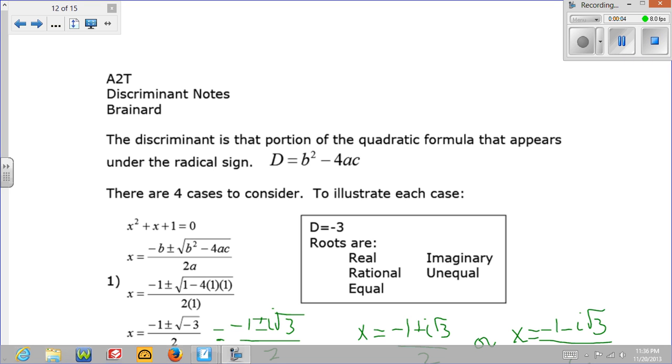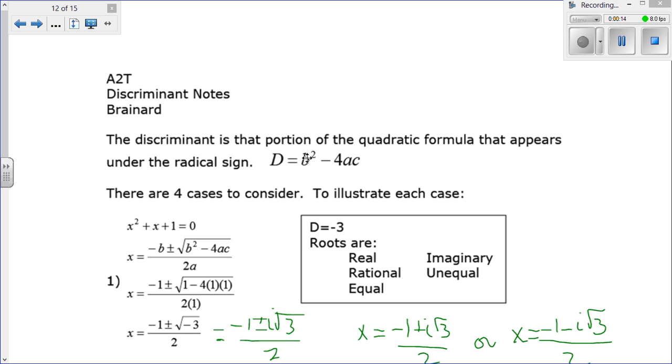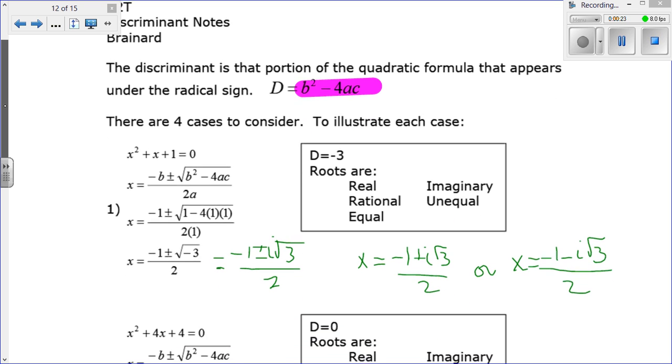And welcome to Quadratics Day 2. Today we are going to talk about the discriminant. The discriminant is the portion of the quadratic formula that appears under the radical sign. So it's the b squared minus 4ac. And we have four cases to consider here.